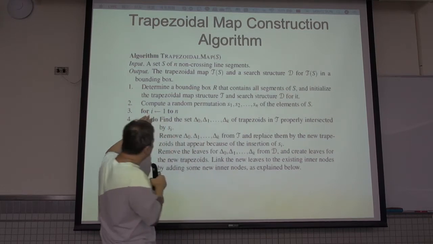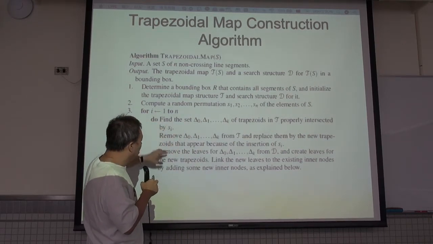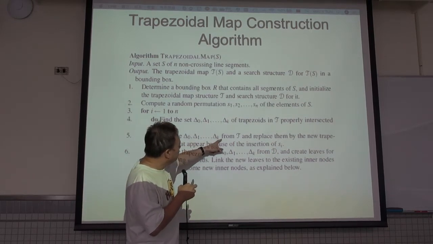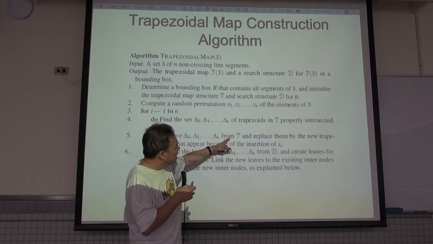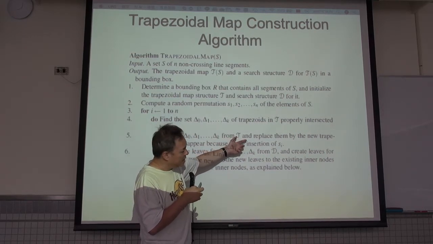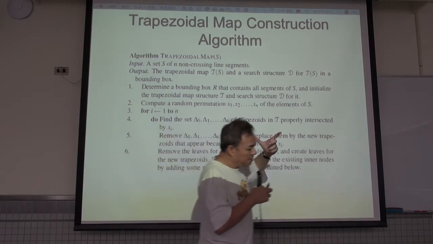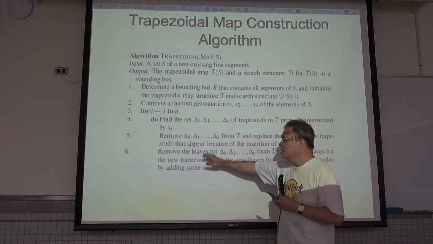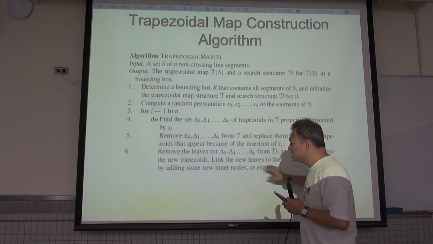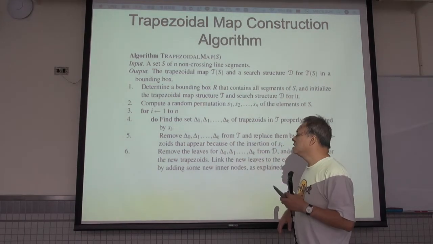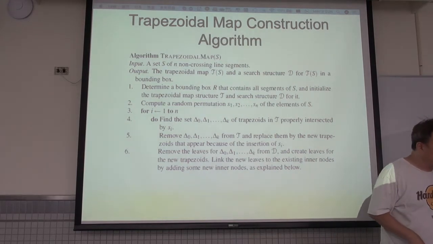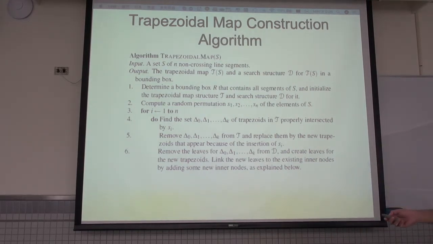And then we add these n segments one by one. Every time we add one line segment, we remove the trapezoids that intersect with the newly added line segment, and then replace them with the searchable local additional data structure. So that's the basic idea here.